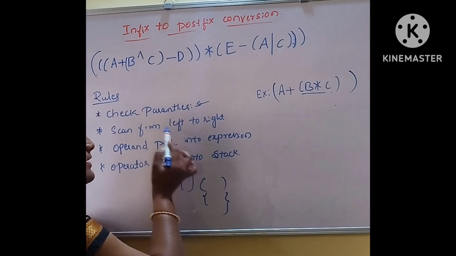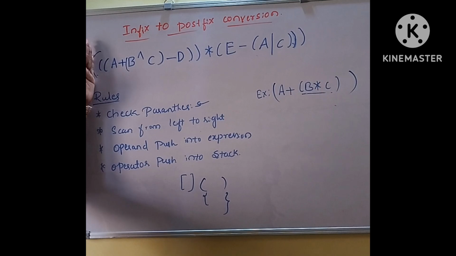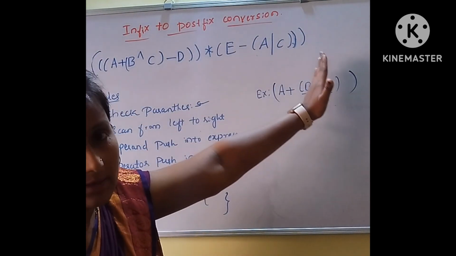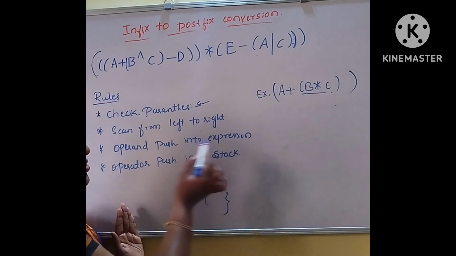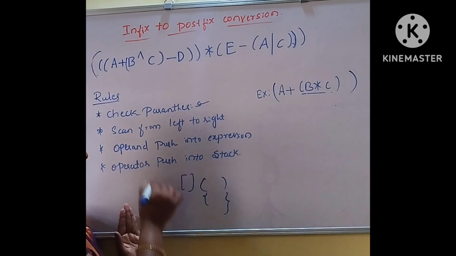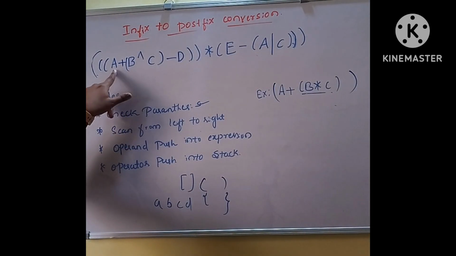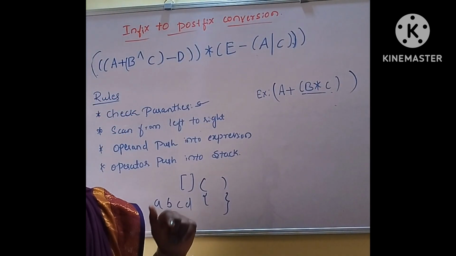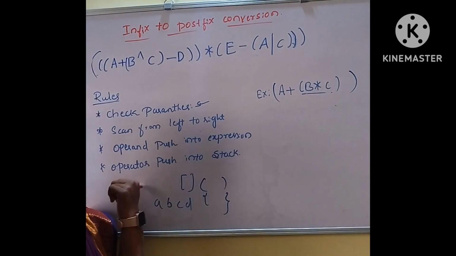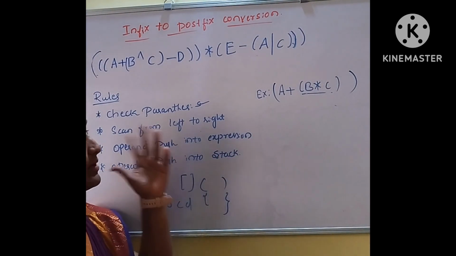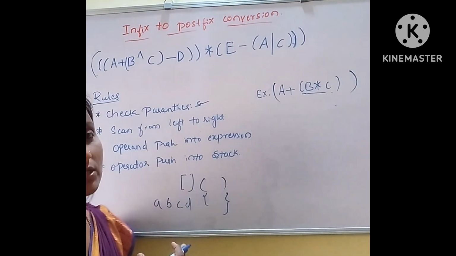After that we have to scan from left to right. We have to start from the left part of the given expression to the right part. Next, if you get any operand, push it into the expression. Operands are A, B, C, D, E. If you get any operand, you just push it into the expression. If you get any operator, you have to push it into the stack. While solving the expression, I'm going to explain how to push into the stack.